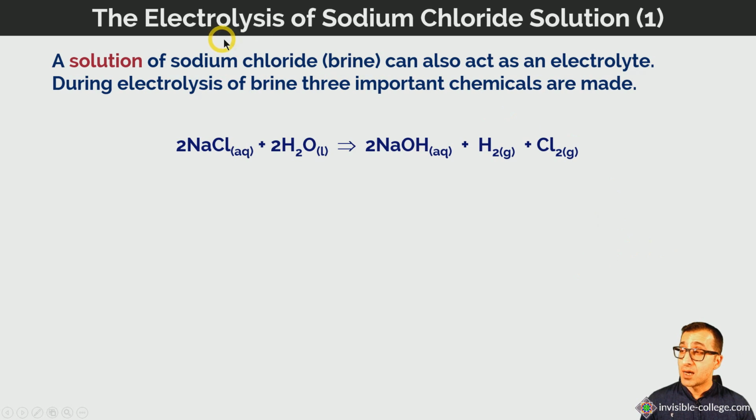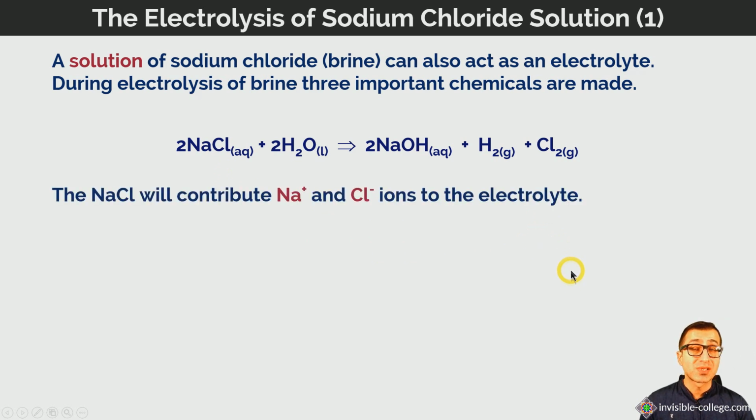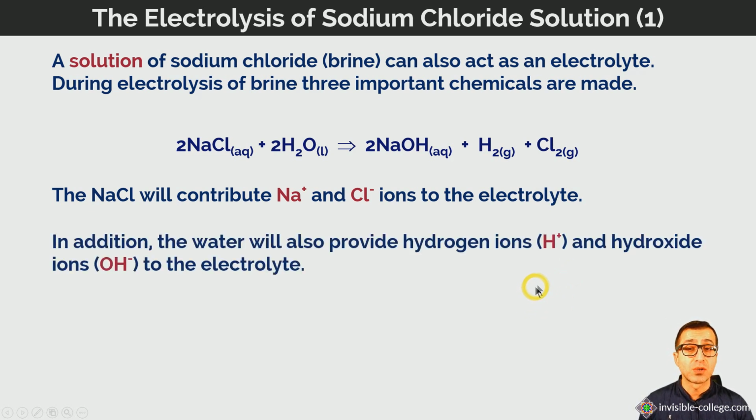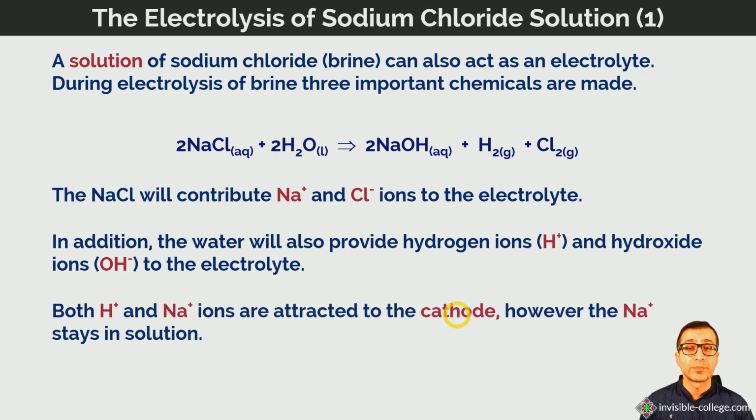So in the case of the electrolysis of aqueous sodium chloride solution, the sodium chloride will contribute sodium and chloride ions to the electrolyte, but in addition to that, the water molecules will also provide hydrogen ions and hydroxide ions. So in the electrolyte this time, you actually have four different kinds of ions present. The positively charged hydrogen and sodium ions are both attracted to the cathode, to the negative electrode. However, in this case, the sodium ions stay in the aqueous solution.